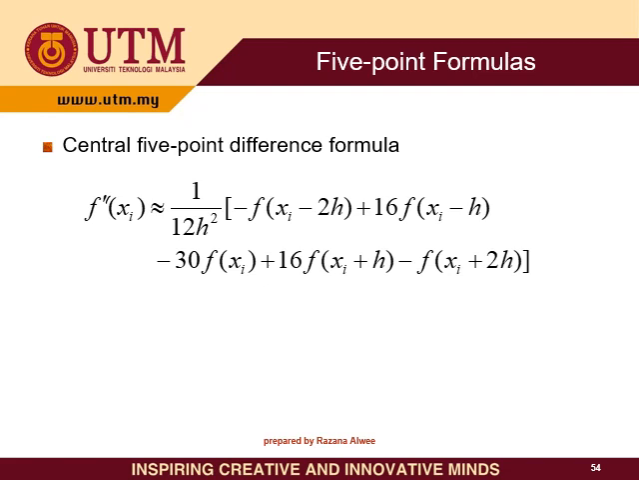Alright, this is the central 5-point difference formula. As you can see, same as previously, now we include our xi. So we will have 5 points. The xi, the one previous, and the 2 times previous one. And then the one after it and the 2 times point after it. So we have 1, 2, 3, 4, 5. 5 points for the central 5-point difference formula for your second derivative. For your first one, we only have 4 because we don't have the xi.